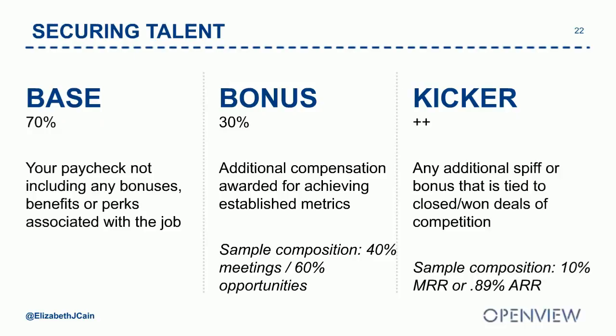And then I like to put a kicker out there. So whether it's a spiff, a bonus, something they can count on regularly that ties to quality and making sure the deals actually get closed. So for example, 10% of MRR, 0.89% of ARR, and you can figure out what the right number is for your group. But really making sure that there's a reason for them to be bringing in deals that close and not just filling the funnel with as many meetings as they can get.